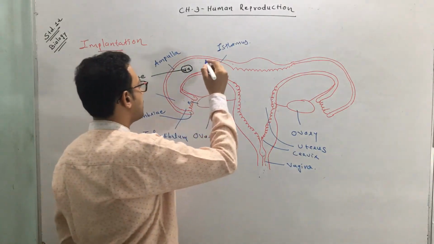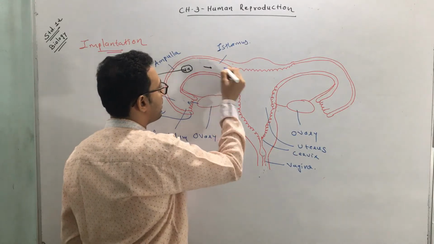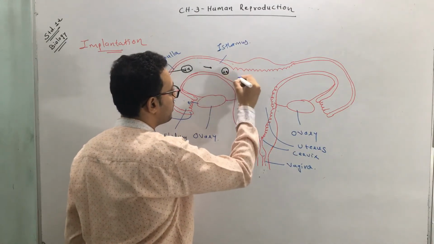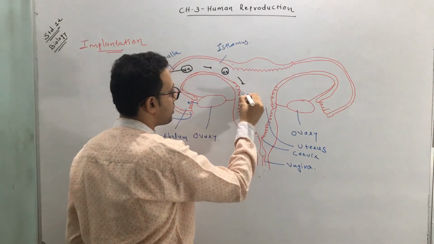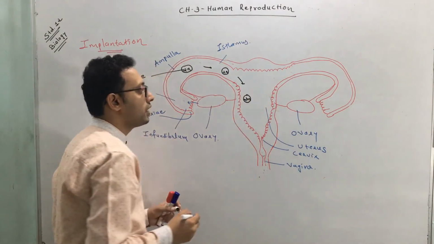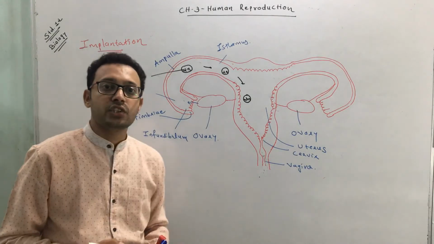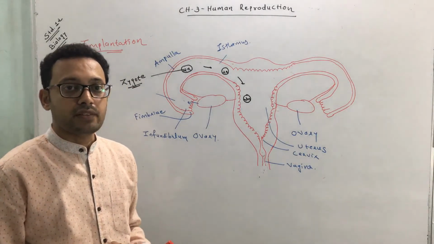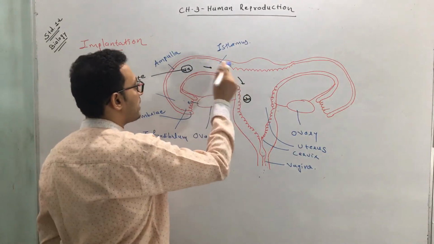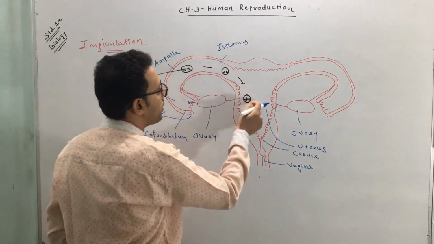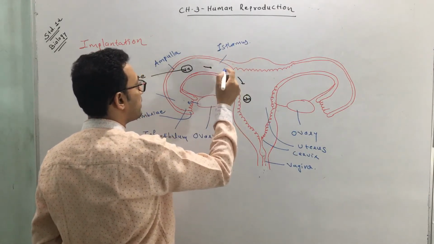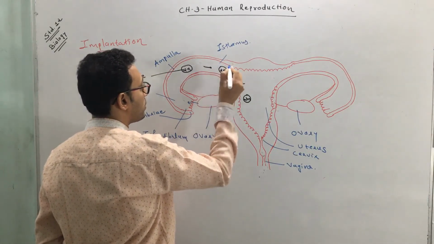Now this zygote travels through the isthmus and enters into the uterus, into the uterine cavity. While it is transferring from the ampullary region to the isthmus, these cells are dividing. Okay, they are all 2n.